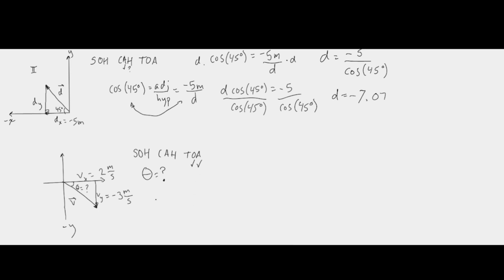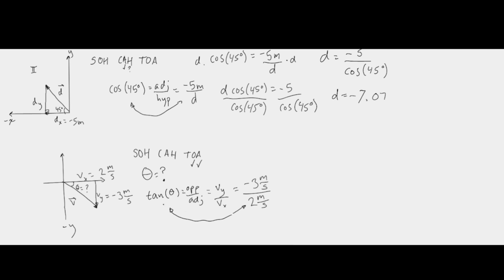So I'm going to write then the definition of the tangent function. So the tangent of theta equals the opposite over the adjacent. The opposite side is v sub y. The adjacent side is v sub x. Now I can plug in my values for v sub y and v sub x. So v sub y is -3 meters per second. V sub x is 2 meters per second. So I see here, this is big equality. I'm going to equate the left-hand side with the right-hand side.